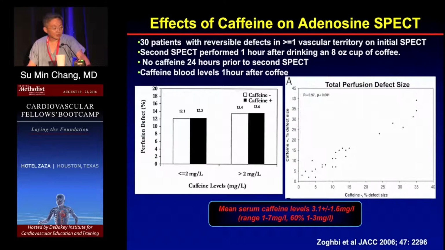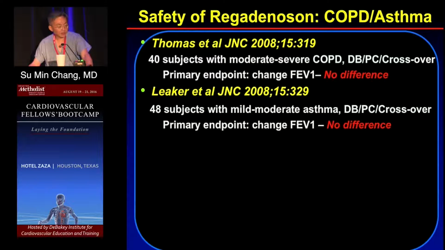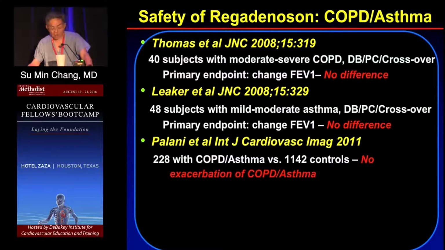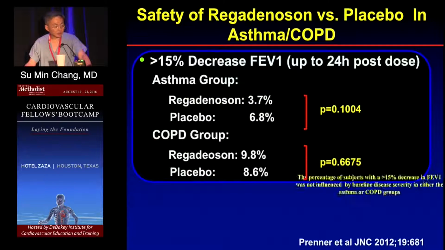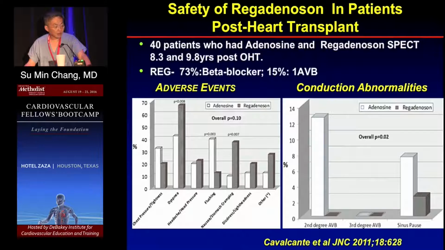So how about asthma or COPD? This is a newer agent, regadenoson. It's a partial adenosine receptor agonist, much more selective to the coronary arteries. So basically, if the patient has mild or moderate COPD or asthma, regadenoson is safe, okay? This is just the data with patients where the FEV1 changes are really about the same. It's also safe in post-heart transplant patients.